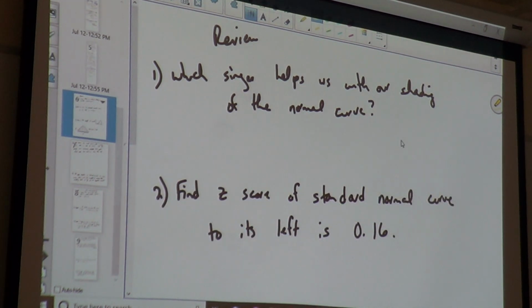Which singer helps us with the shading of the normal curve? Beyonce. To the left, to the left. Most important question.